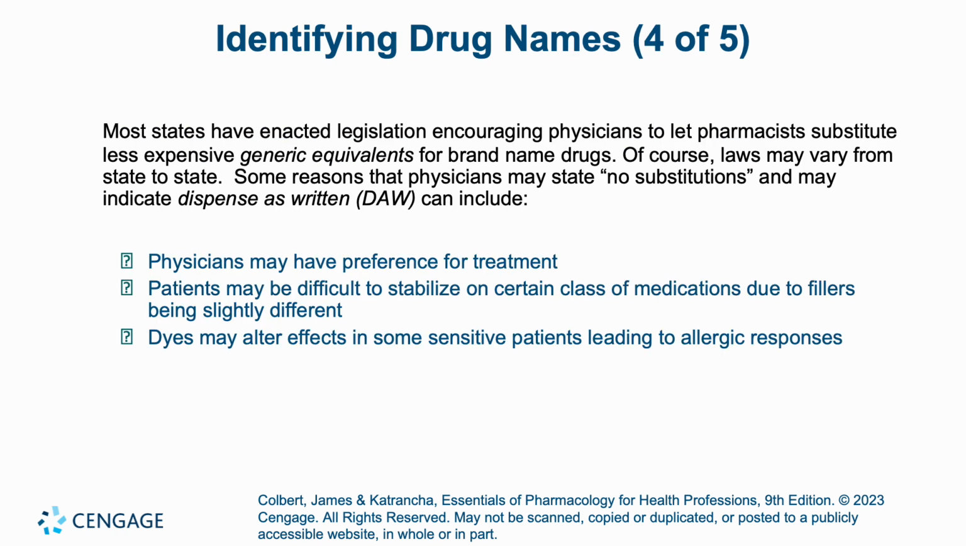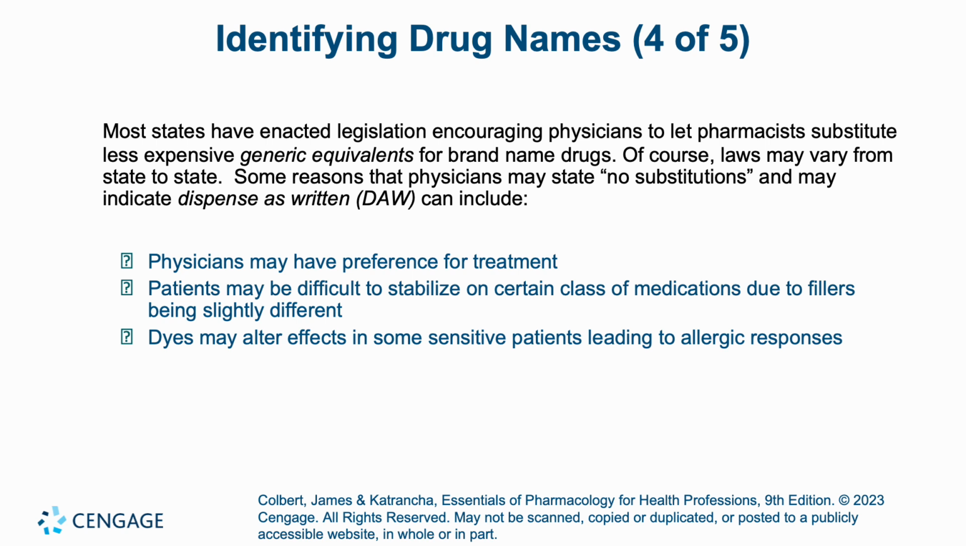Most states have enacted legislation encouraging physicians to let pharmacists substitute less expensive generic equivalents for brand name drugs. Of course, laws may vary from state to state. Some reasons that physicians may state no substitutions and may indicate dispense as written, i.e., don't swap out a generic equivalent, can include: 1. Physicians may have a preference for treatment. 2. Patients may be difficult to stabilize on certain classes of medications due to fillers being slightly different. 3. Dyes may alter effects in some sensitive patients, leading to allergic responses.